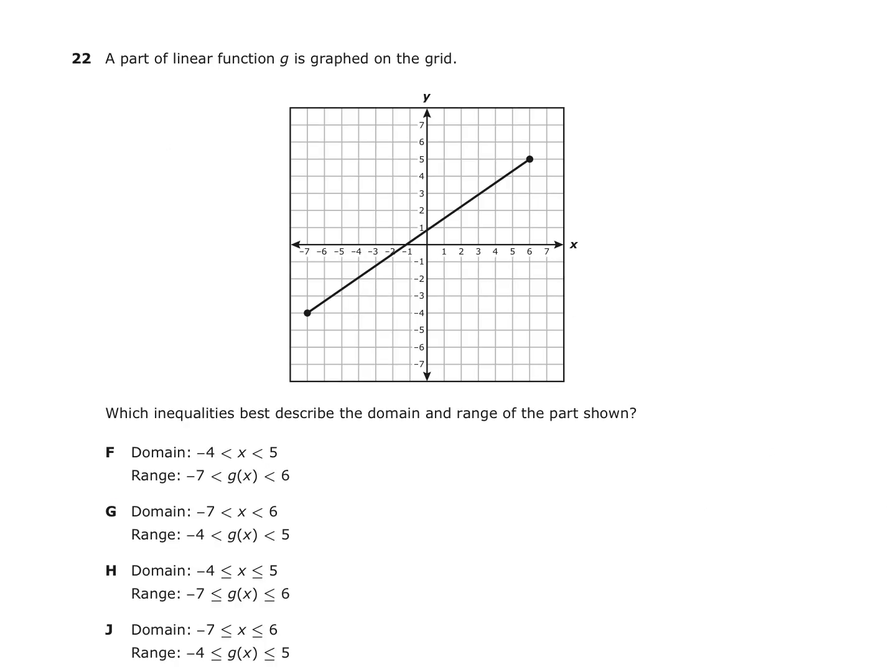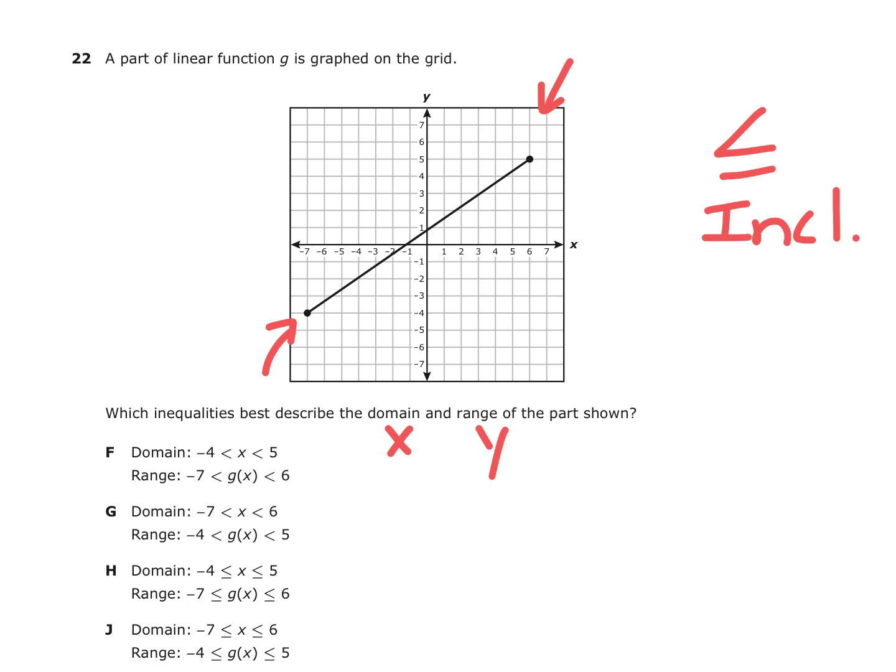So for problem number 22, a part of a linear function g is graphed on the grid. They want to know which inequality best describes the domain and the range. Remember, the domain is going to be the x values and the range is the y values. If you look at the endpoints here, they're solid. That means they're included, so it would be less than or equal to. If it did not include those, if you had a little open dot there, it would be just less than.